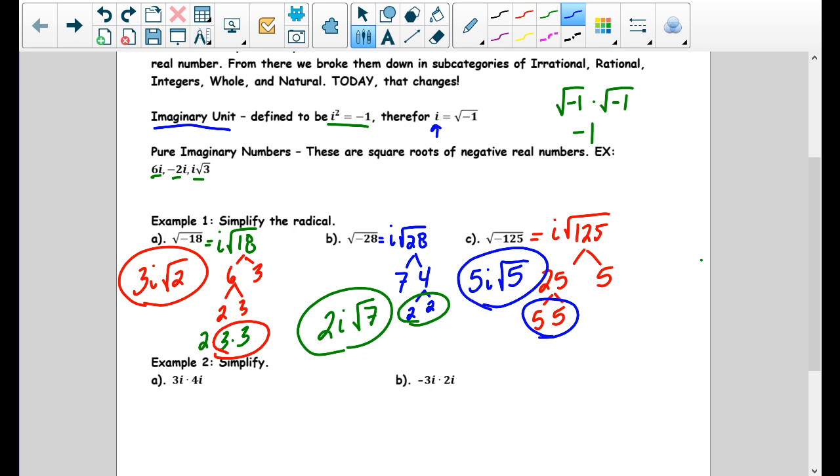Questions on simplifying the radicals there? Okay, so do your factor tree, look for pairs that you can pull out front, okay, to make whole. Whatever's left goes back under the radical. Okay.